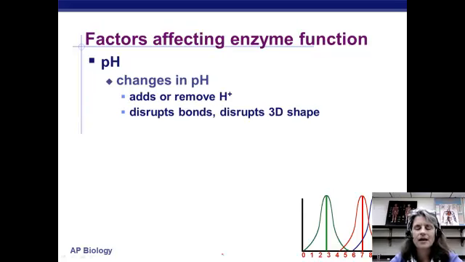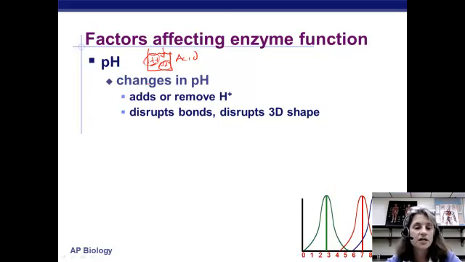pH affects enzymes because if you'll recall when we talked about homeostasis and we had our pH discussion, a solution, here's a beaker, it's got an acid in it. What that means is it's got a bunch of excess hydrogen ions in it. And these hydrogen ions are very, very reactive. So if you dropped an enzyme in this solution, these hydrogen ions would want to react with it.